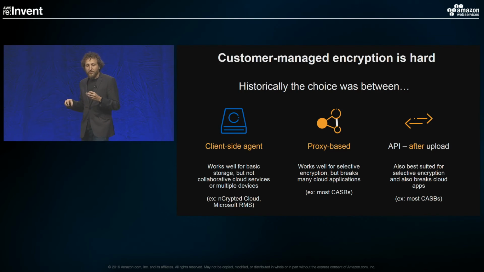A third interesting solution is API after upload. If you can selectively classify the documents you have that need additional security, what you can do is have an independent process override those files with encrypted versions. But again, you never know what's actually going to be encrypted, and if the classification doesn't really work, you're going to run into problems with collaboration.